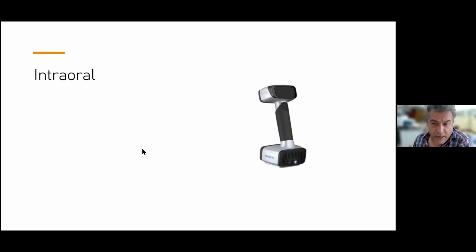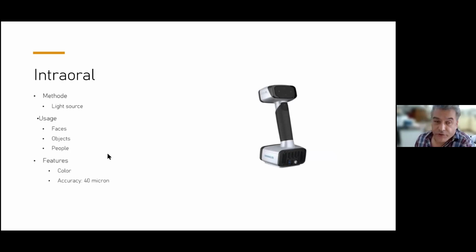Handheld scanners look like this. You also have a light source, and you can scan faces, objects, or the whole person if you want to. Also available in color scans and up to 40 microns.